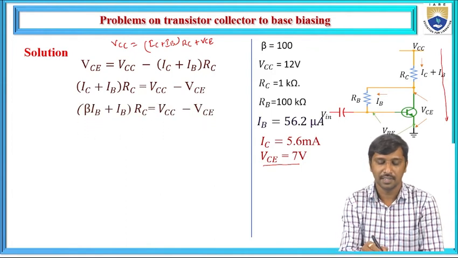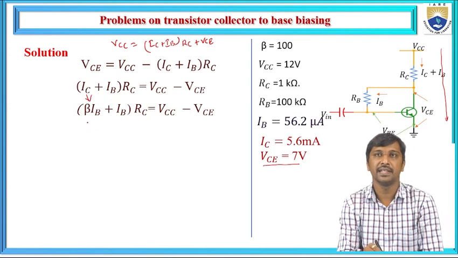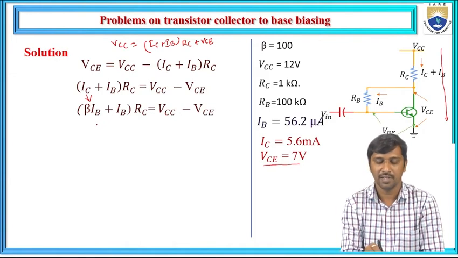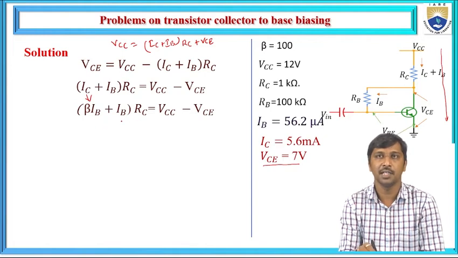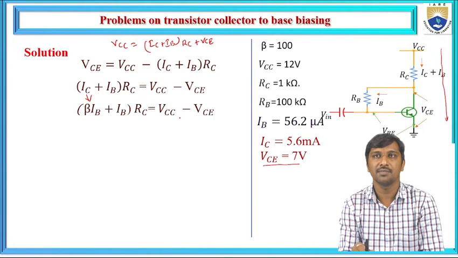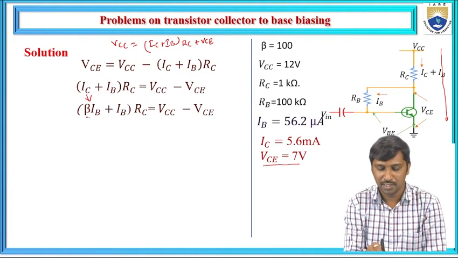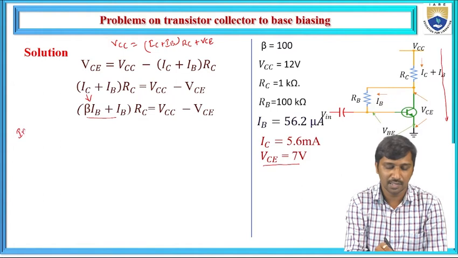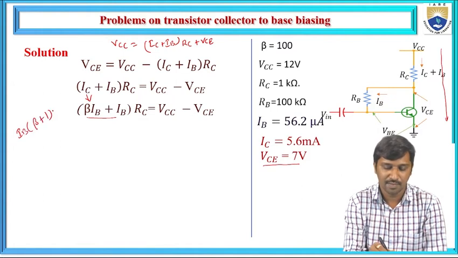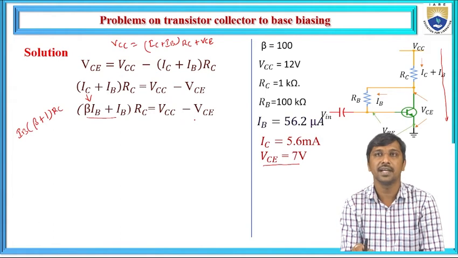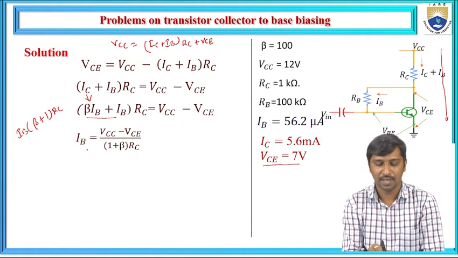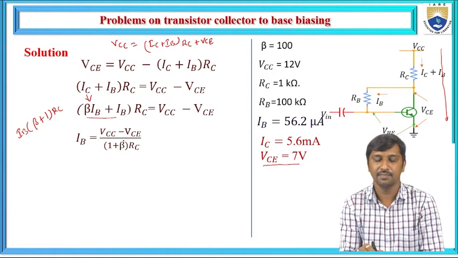So let us consider here IC is replaced with beta times IB, plus IB, times RC, that is equal to VCC minus VCE. If IB is the common term, this is (1 plus beta) times RC into IB, that is equal to VCC minus VCE. From that, I am going to calculate IB. IB is equal to VCC minus VCE divided by (1 plus beta) times RC.